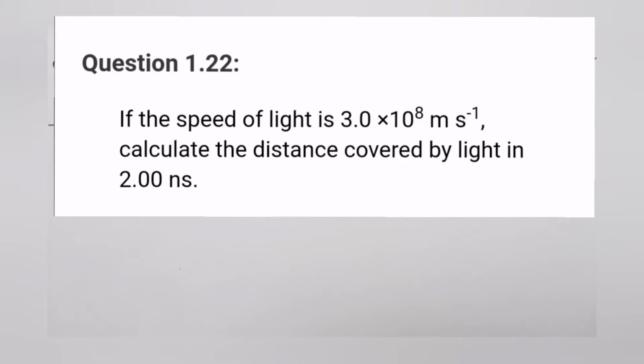Hey everyone! The first question for this day is question number 22 of the chapter Some Basic Concepts of Chemistry. And the question says, if the speed of light is 3.0 into 10 power 8 meter per second, calculate the distance covered by light in 2.00 nanosecond. So this is a very easy question.